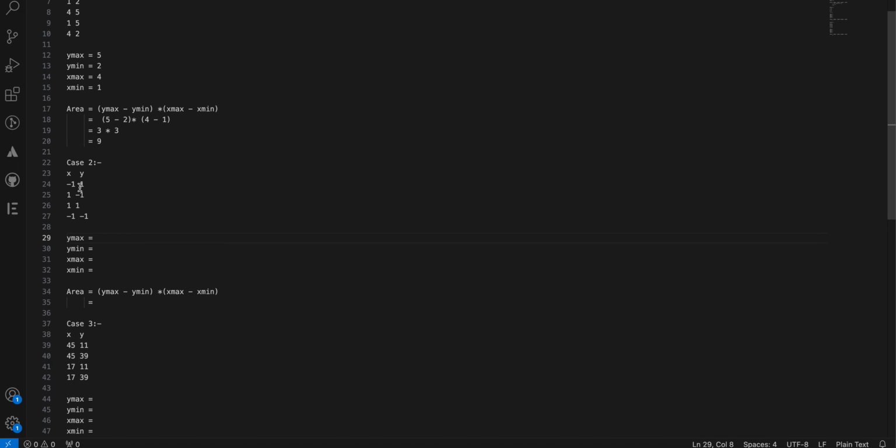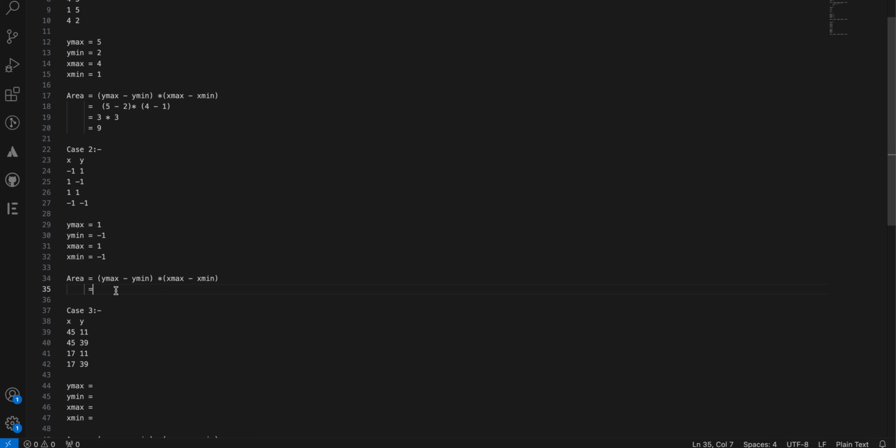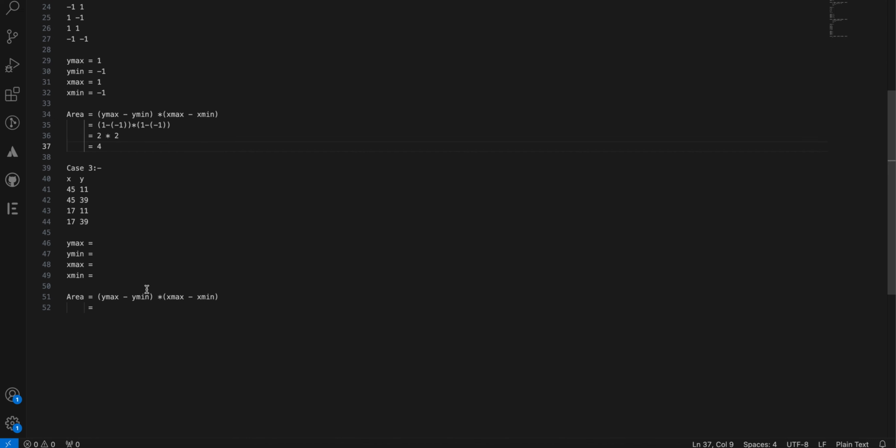Similarly, in this case, the maximum value y takes is 1, the minimum value y takes is minus 1, the max value x takes is 1, and the minimum value x takes is minus 1. So according to the formula, this will become 1 minus minus 1 times 1 minus minus 1, which will become 2 times 2, because 1 minus minus 1 will be 1 plus 1. So 2 times 2 will be 4. So the area of the second case will be 4.